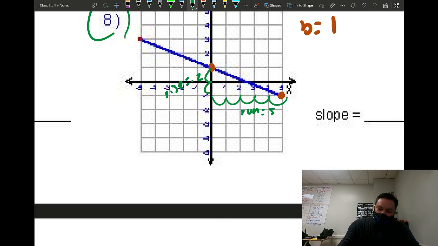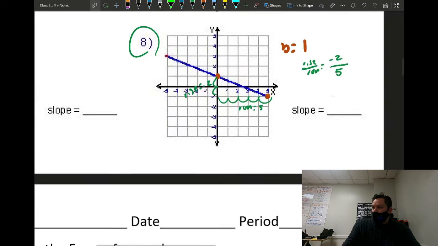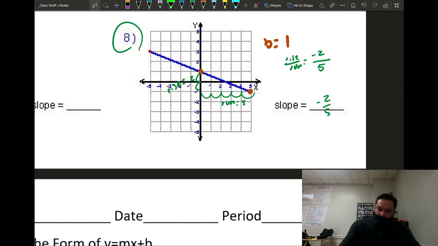So my rise over run equals, my rise is -2, my run is 5, and that's going to be my slope. -2/5. So your equation is going to be y equals -2/5 x plus 1.